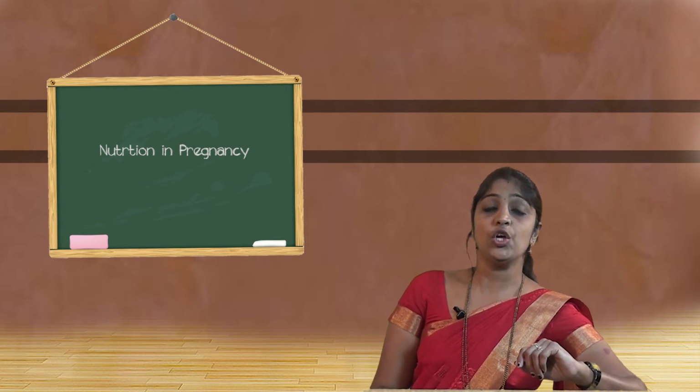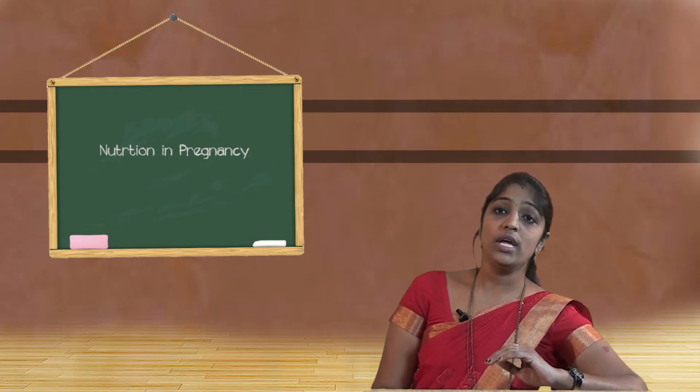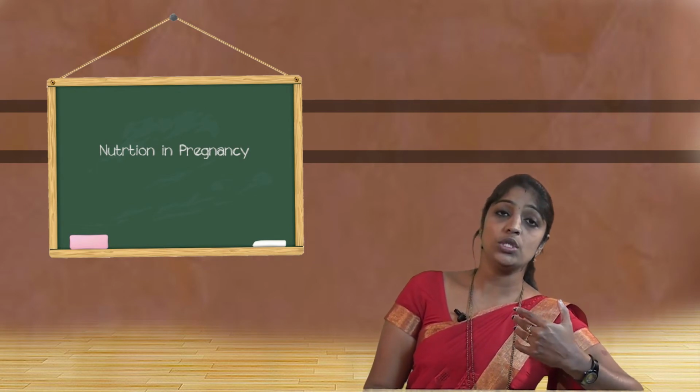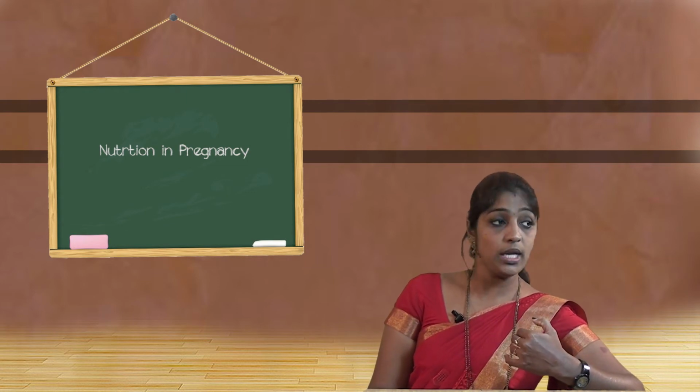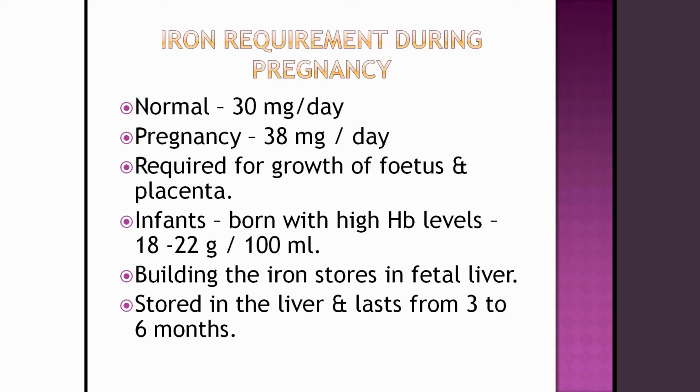Now coming to the iron requirement during the pregnancy. Iron, 30 milligrams per day, is the normal rate for an adult woman. During the pregnancy we are supposed to go for 38 milligrams per day. It is mainly required for the growth of the fetus as well as the placenta. Infants when they are born will have high levels of Hb, usually 18 to 25 grams per 100 ml. To build the iron stores in the fetal liver we need more iron, which will be stored in the liver, and after the infant is born it will last from 3 months to 6 months.